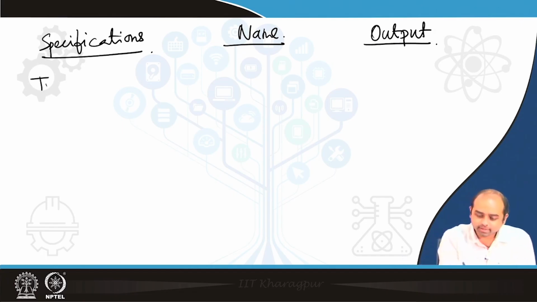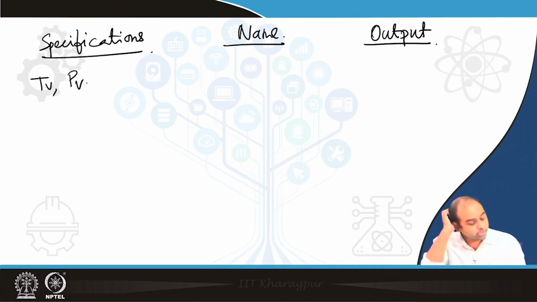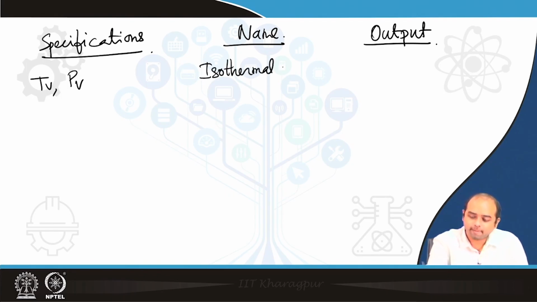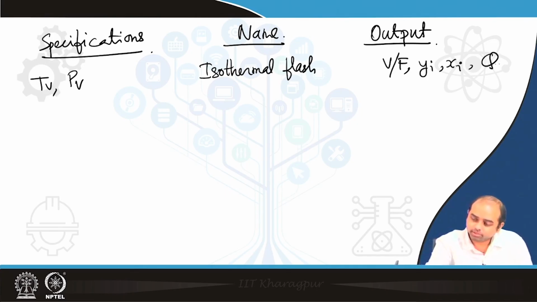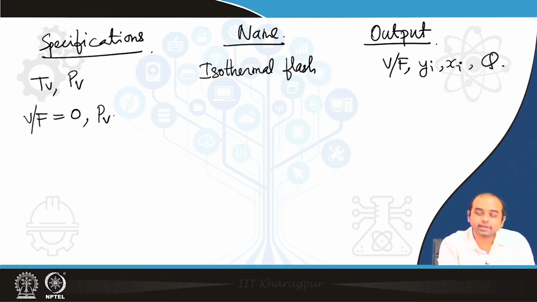So, if both the temperature and the pressure of the vapor stream are specified, then we call that process an isothermal flash. In this case the typical outputs are the total top flow rate, the top composition, the bottom composition, and Q. If you specify V by F to be equal to 0, so there is no vapor fraction, and the pressure, this is the bubble point temperature.